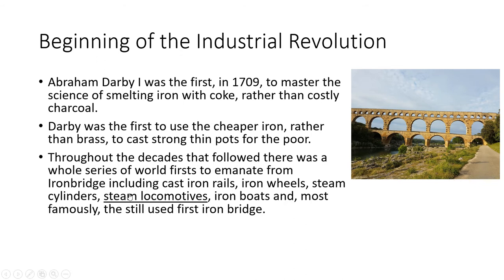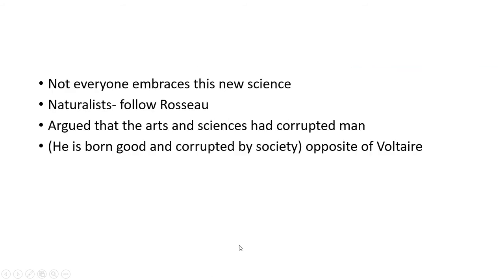And eventually we'll have, with iron comes cast iron rails, wheels, cylinders, locomotives, right? Because cast iron can take a great deal of heat. That's why they're used in pots. So if you're going to have all these things that are going to create heat, you'll need iron.